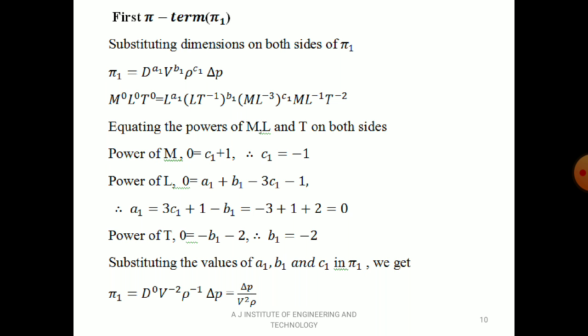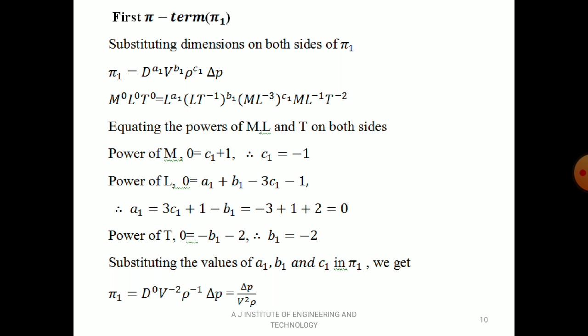So we can write the expression for a1 here. Then equating the power of T: T to the power 0 on the left hand side, T to the power minus b1, T to the power minus 2 on the right hand side. So 0 equal to minus b1 minus 2. Therefore we can rearrange and get b1 as minus 2. Now we have values of b1 and c1, so we can substitute in the second expression for a1 and get the value of a1 as 3 into minus 1, so minus 3, plus 1, minus of minus 2, so plus 2. So a1 value is 0.